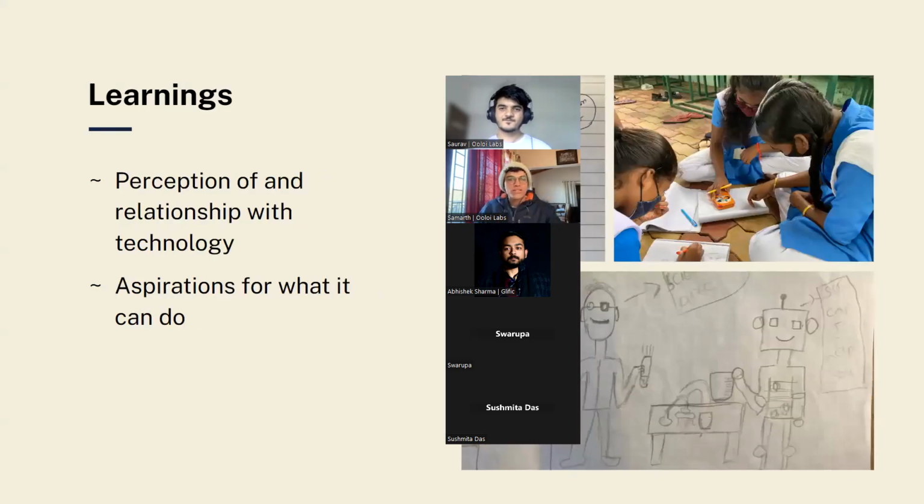Another point of learning, something that we were really trying to understand, was their perception and their current relationship with technology itself, as well as what the aspirations of tech are. For us, it had a lot to do with this identity of a robot. We didn't want to alienate the students by bringing in something as strange as a robot.